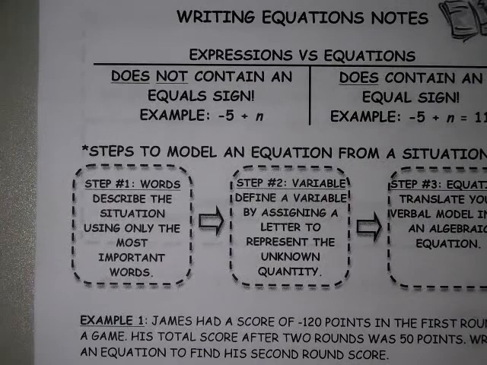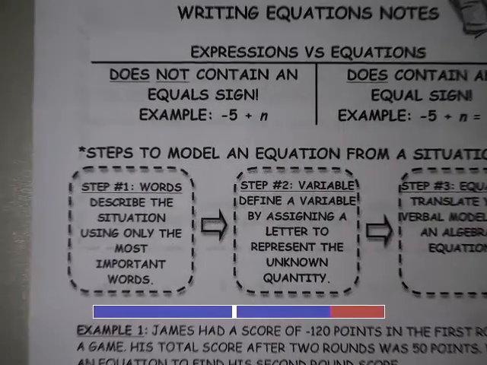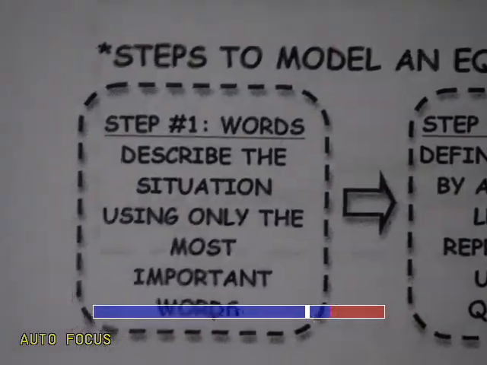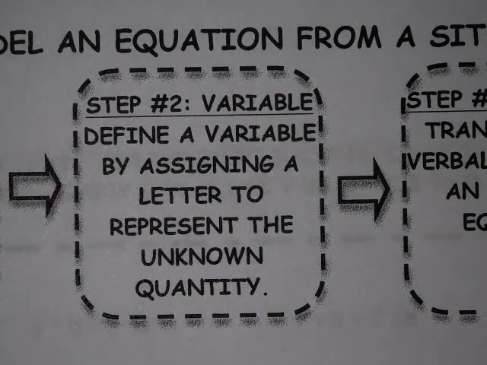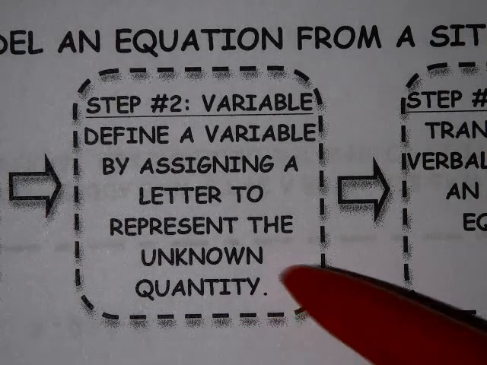Now when we write equations, we are going to only do it this way. First, step 1. We're going to use words to describe the situation, using only the most important words. So we're just going to write out the way we want to write the equation in words. Step 2 is we're going to define a variable by assigning a letter to represent what it is we want to find, the unknown quantity.